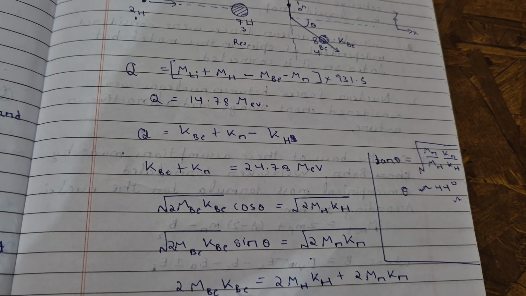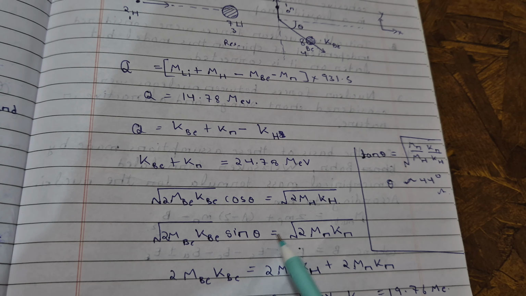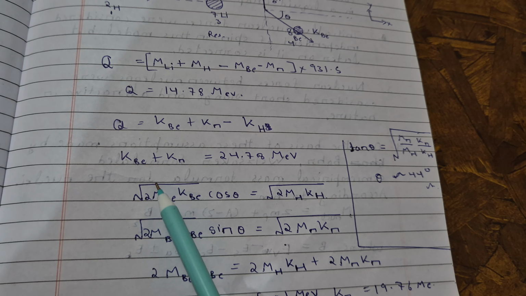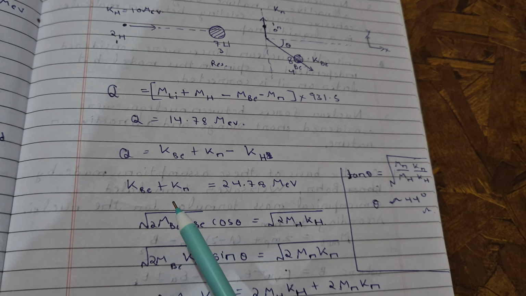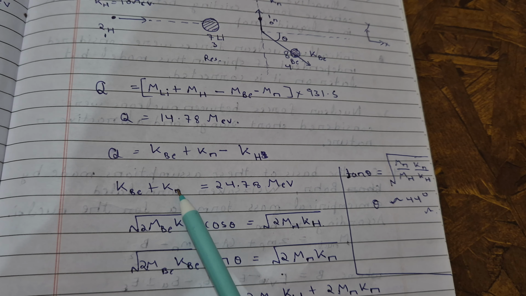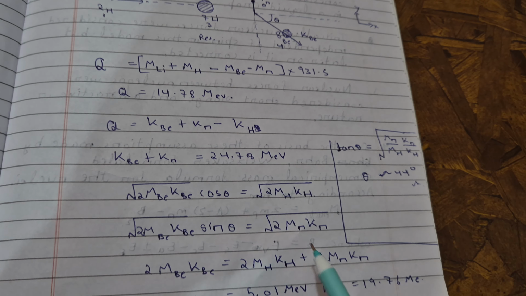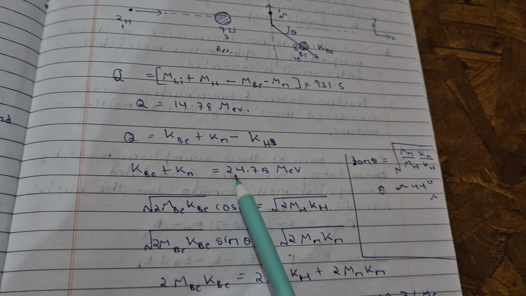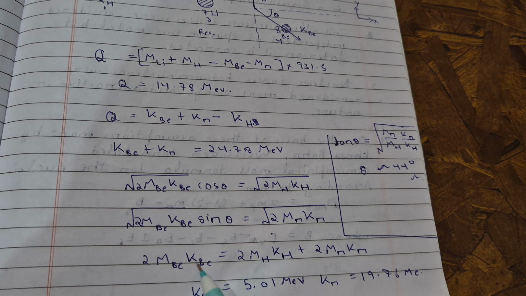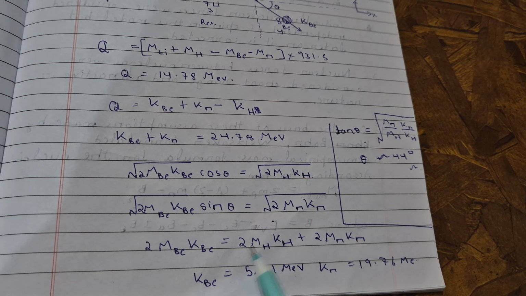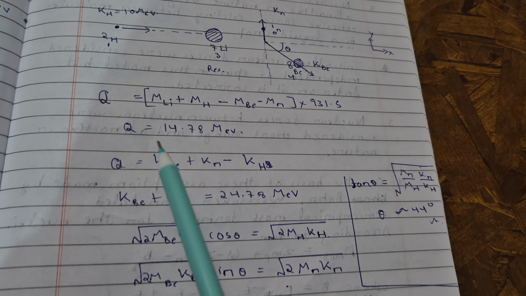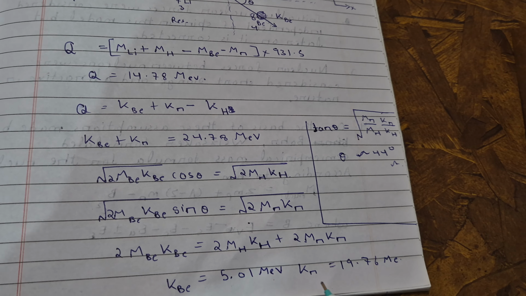Now you have these two equations, so you just take the squares and sum them, and you will get this equation. From here you need to find the K of Be. You can write Kn in terms of KBe: Kn equals 24.78 minus KBe, and substitute in place of Kn, and you will get an equation only in terms of KBe, so the only variable remaining will be KBe, and all other values you will have. So you can find KBe, that will give you this answer. And now that you have one value, you can find the kinetic energy of the neutron also, that will be this.